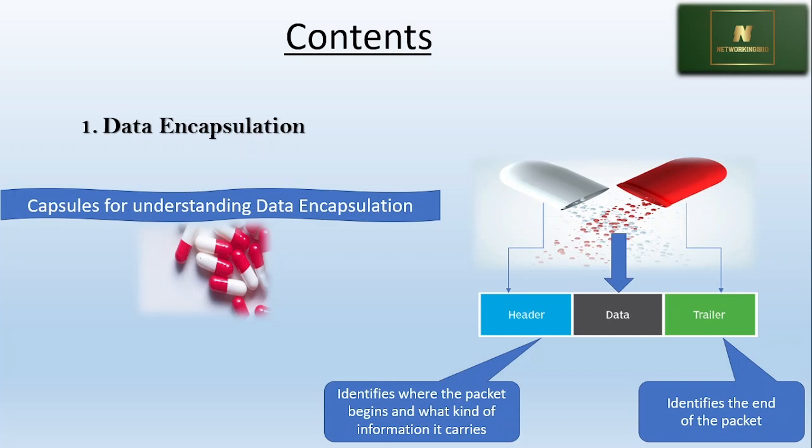To understand it better, I have taken an analogy of a capsule. In a capsule, there are two consumable shells put together to encapsulate the actual medication. Likewise, we can consider the data as actual medication and the two consumable shells as header and trailer respectively. Header identifies where the packet begins and what kind of information it carries. Trailer, on the other hand, helps to identify the end of the packet.